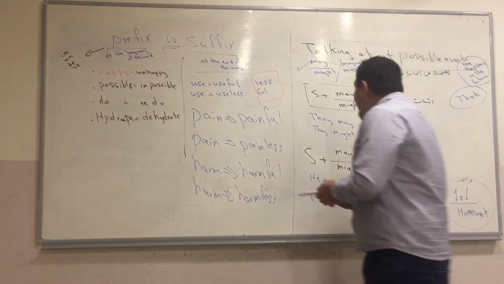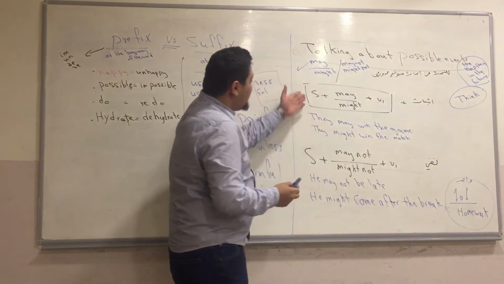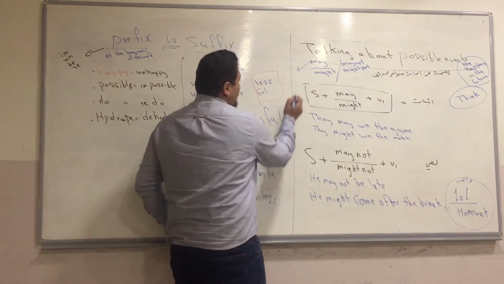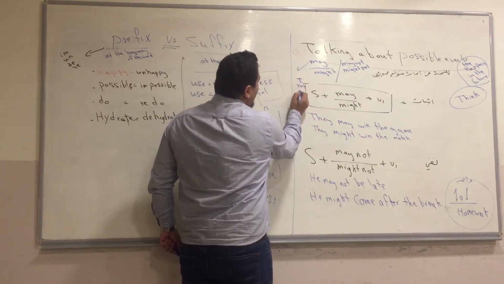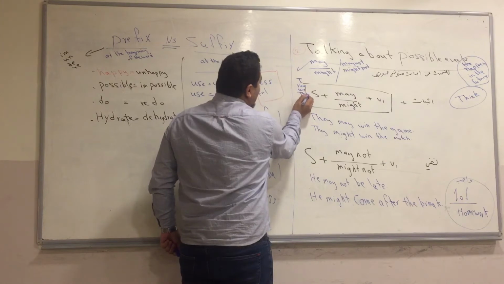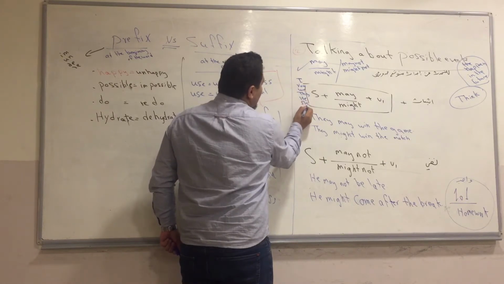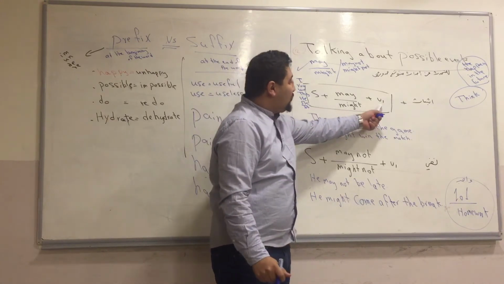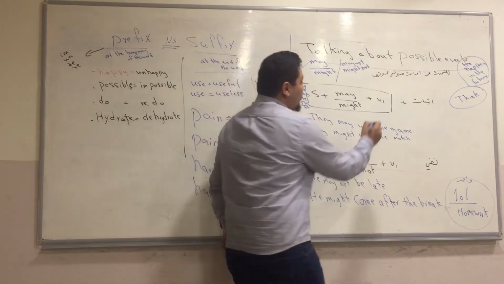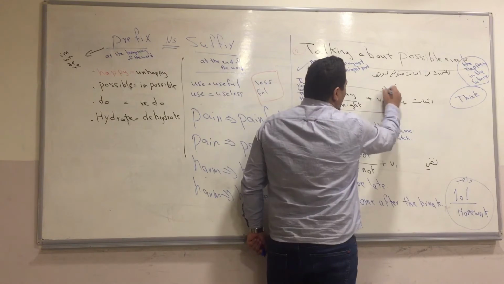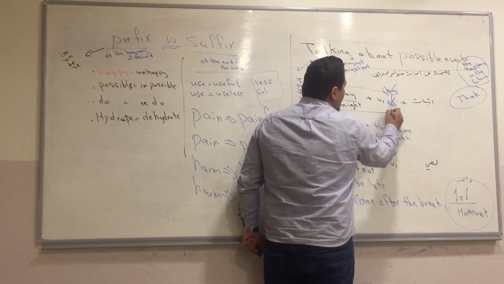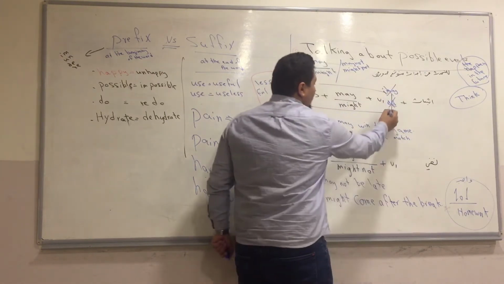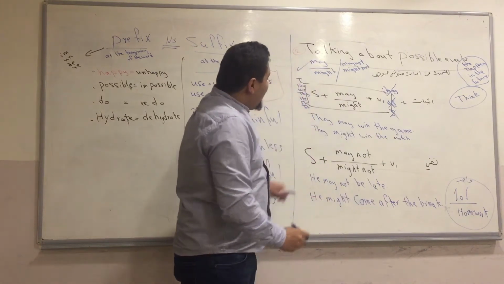Alright, let's see the affirmative. As you can see, when affirmative, the subjects are I, you, we, they, he, she, it. Then may, might with verb 1. Verb 1 means no ing, no ed, no s. Alright? Let's see an example here.